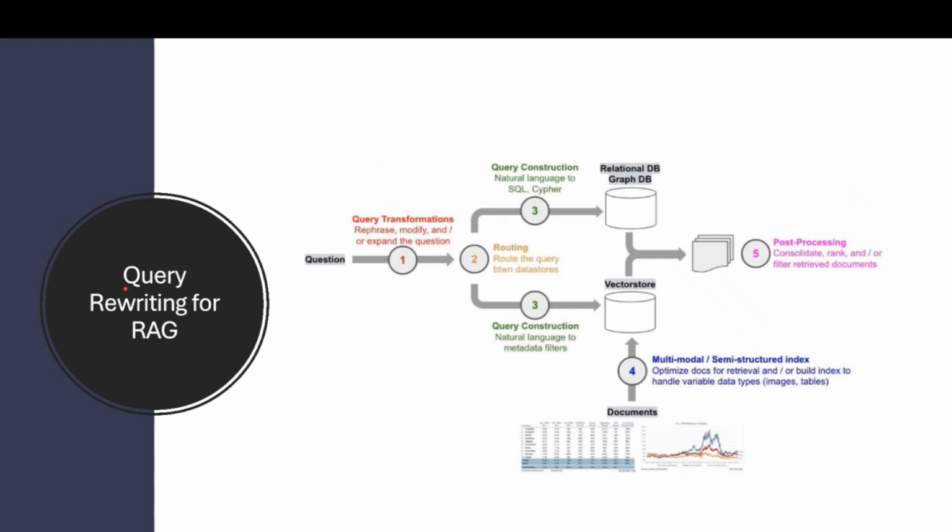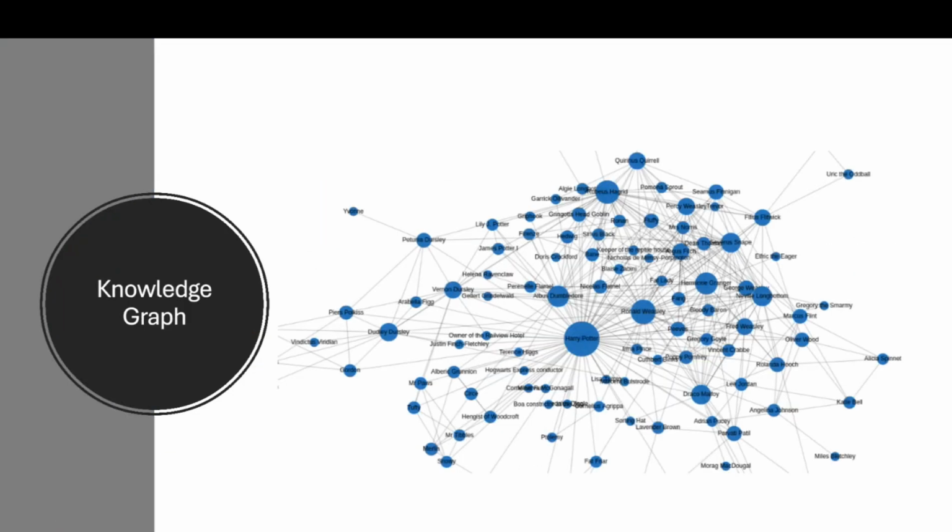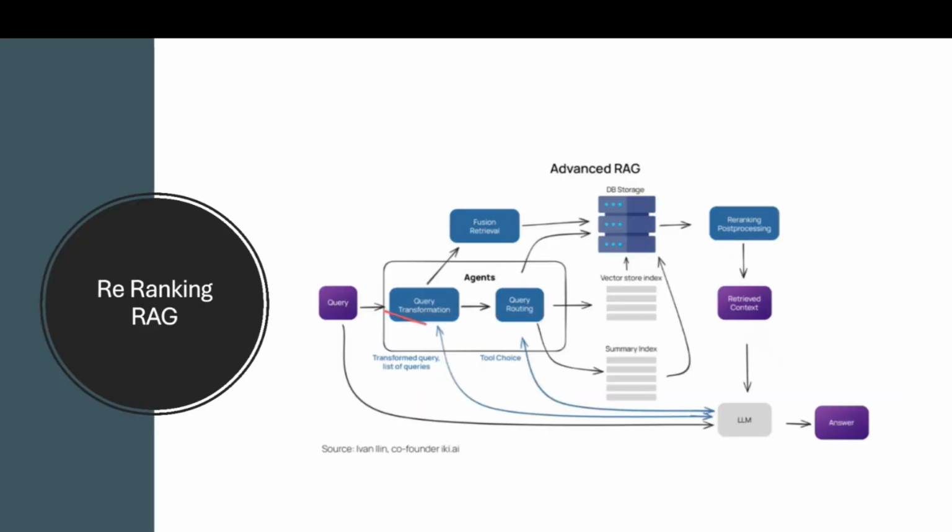If I talk about query rewriting for RAG, okay, so as I have told you earlier, in this slide, the query transformer is happening with the help of agents. Okay, so what is happening? The query is asked, which is poorly designed since we don't ask a precise query as a user. So what will happen?